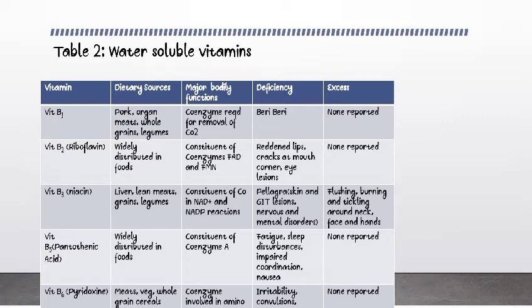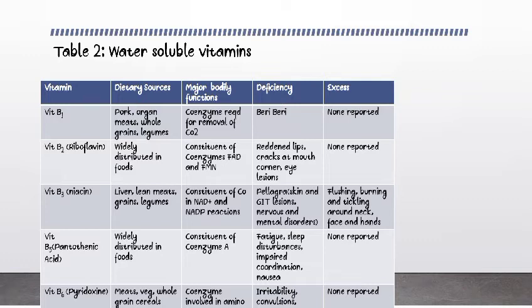Vitamin B3, niacin: liver, lean meats, grains, legumes, constituent of coenzymes NAD plus and NADP. Oh goodness. Okay, let's just keep the assignment on CO2.